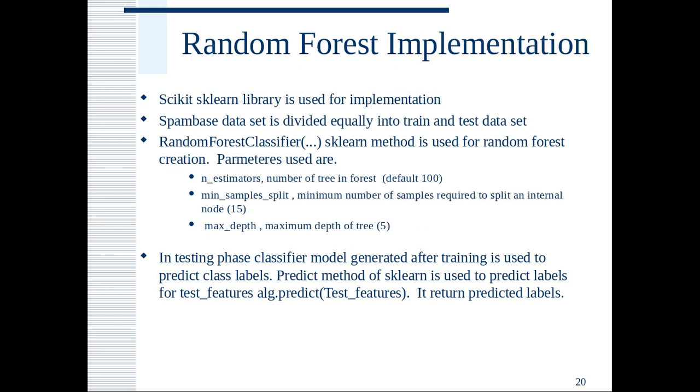This is the implementation that we have done in this project. Again, we have used the sklearn library for the implementation. There is a method, RandomForestClassifier, that takes the training data set and creates a decision tree forest based on the parameters that we have passed. The parameters are the number of estimators, that is the number of trees in the forest, by default set as 10, the minimum sample split required, the default value is 15, and the maximum depth, the default value is 5. The generated model is then used in the testing phase to predict the labels using predict on the test features, which returns predicted labels.